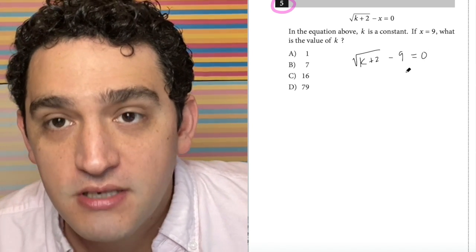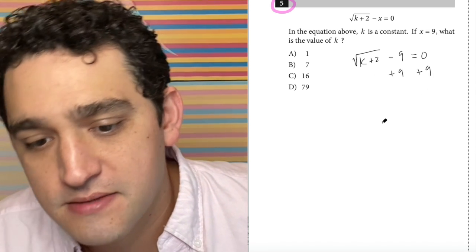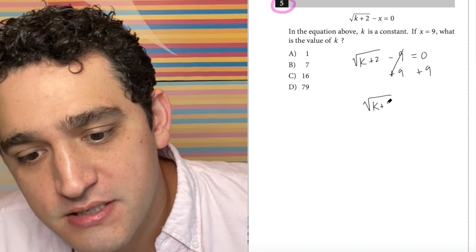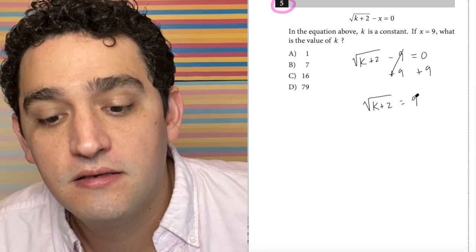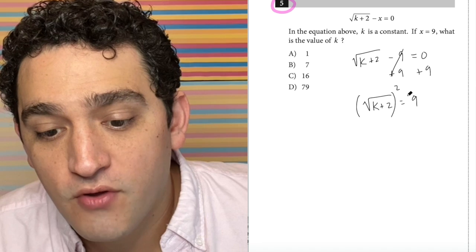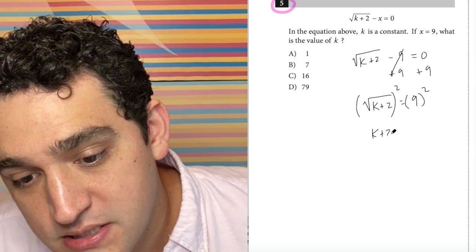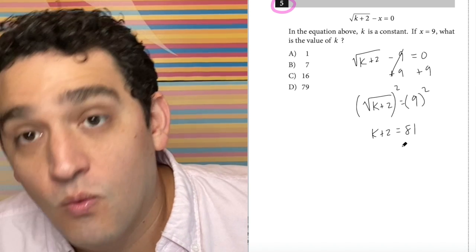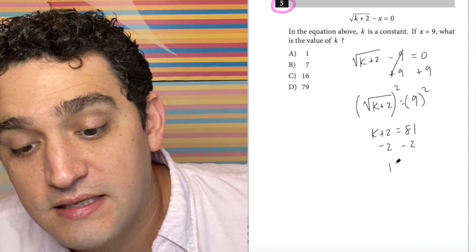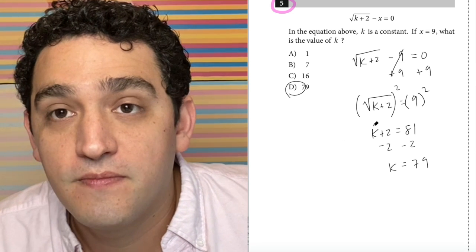Let's do some algebra to isolate k. We first add 9 to both sides. So we have the square root of k plus 2 equals positive 9. To undo the square root, we square the whole thing, both sides, and we're left with k plus 2 equaling 81. Finally, we subtract the 2 from both sides, and k equals 81 minus 2, or 79.